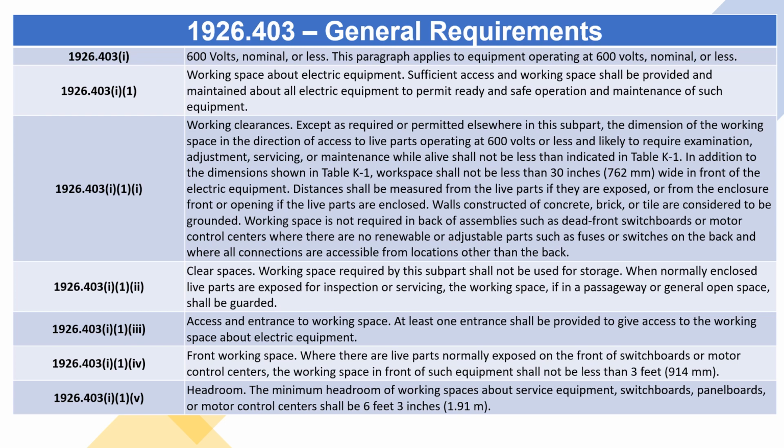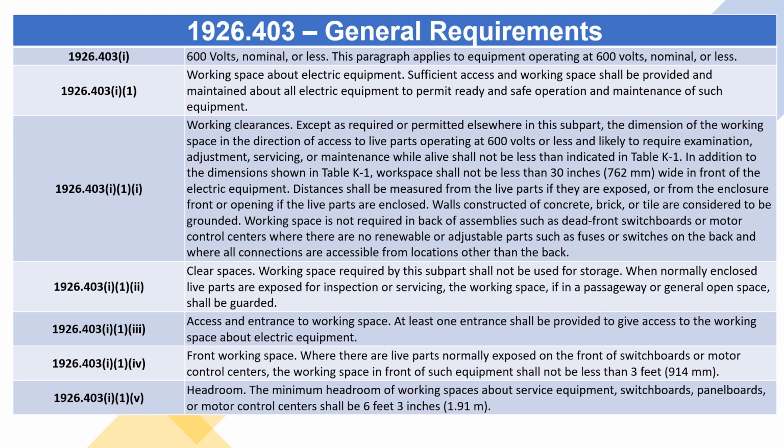Distances shall be measured from the live parts if they are exposed, or from the enclosure front or opening if the live parts are enclosed. Walls constructed of concrete, brick, or tile are considered to be grounded. Working space is not required in back of assemblies such as dead front switchboards or motor control centers where there are no renewable or adjustable parts such as fuses or switches on the back and where all connections are accessible from locations other than the back.